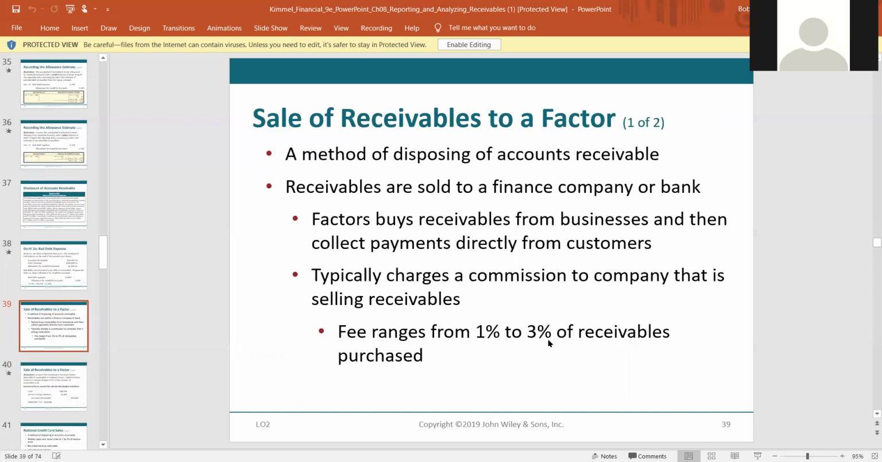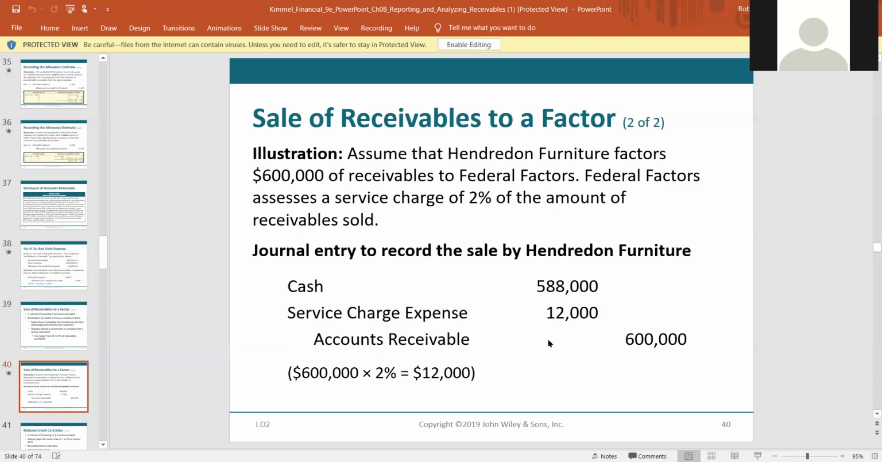Let's talk about selling our receivables to a factor. Some companies do this in order to get paid immediately for their receivables. Factors buy receivables from businesses and then collect the payments directly from the customers normally. And they charge a commission to the company that's selling, and they're saying the fee is around 1 to 3%. I don't know about that.